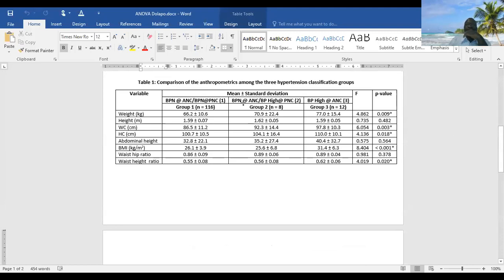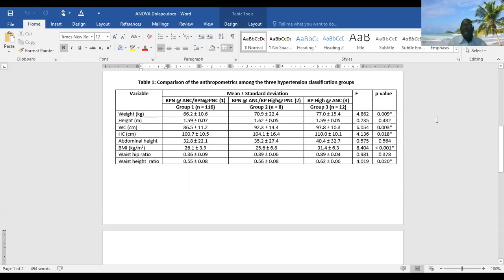There are three groups: antenatal clinic and postnatal clinic. ANC is antenatal, PNC is postnatal. So those are the three groups. The study was not three groups initially. People just have one group, and now you want to analyze all these anthropometrics based on the three groups.